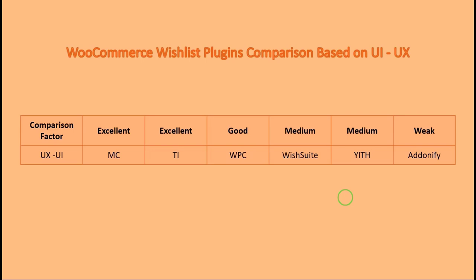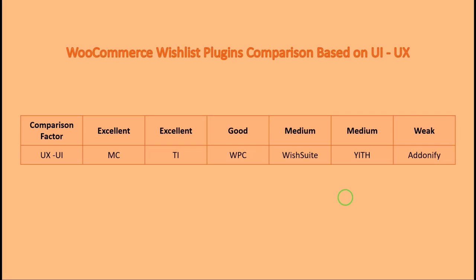The next option you can choose is TI Wishlist, that with a little distance is a good choice. It also has an attractive display, and the total interface of the plugin makes a great experience for you. A good option you can choose is WPC Wishlist. Although the plugin doesn't offer an attractive design, it would work for you, and you will understand most of the features, and the total display may be workable for you.